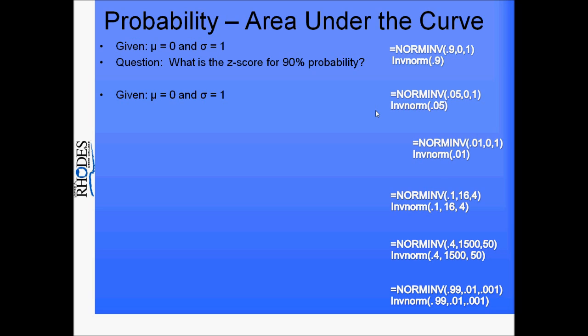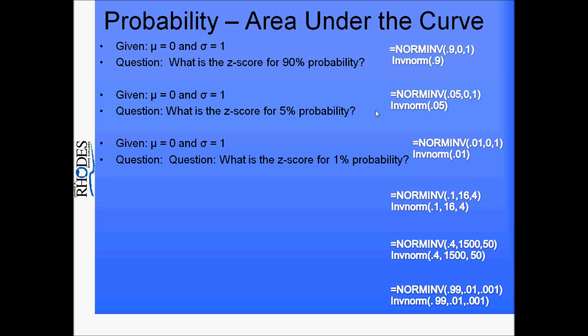Doing the same thing for what's the z-score for 5% probability. We're going to use that 0.05. So I type that in, inverse norm of 0.05. Since 0 and 1 is the mean and standard deviation, you don't have to enter anything. Just hit enter, and you should get a z-score of minus 1.64. Okay. Next question, same given, and now we want to do a 1% probability. So you have to do inverse norm of 0.01. And that one is a negative 2.326.